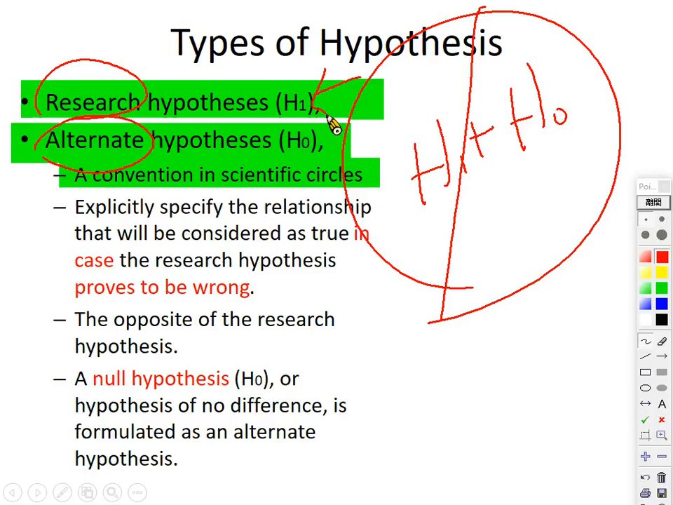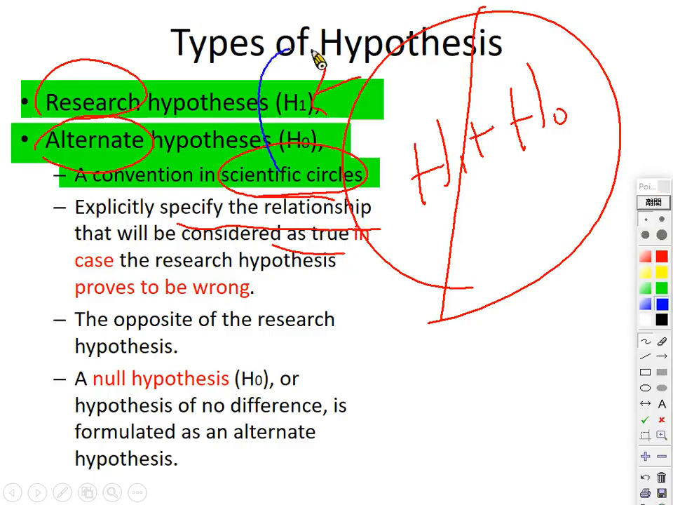Instead, we test the alternate hypothesis. Why? Later I will tell you. We invent this in our scientific circles. It explicitly specifies the relationship that will be considered true in case the research hypothesis proves to be wrong. So remember this, let's take a look.